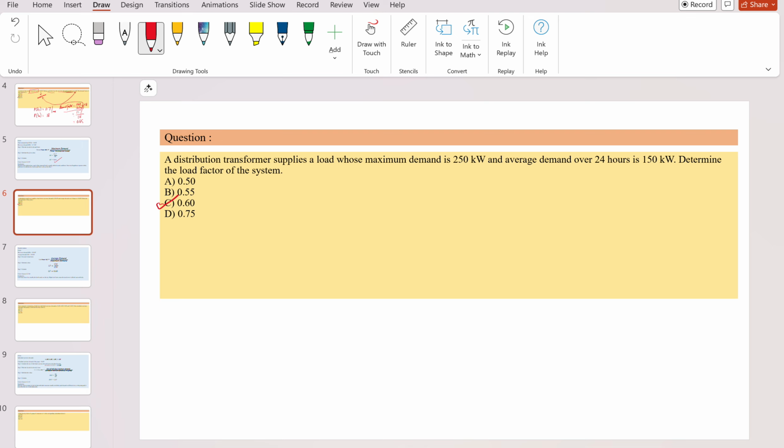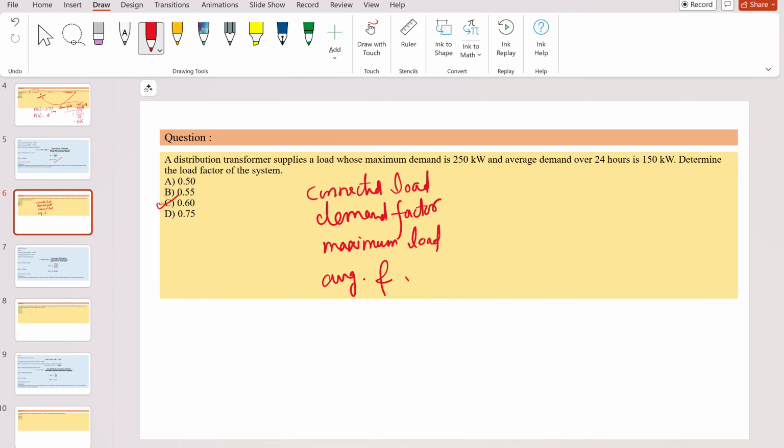Okay, let me give the solution. We have already seen the connected load definition, then the demand factor. Then we took the concept of the maximum load of a house. Now we are moving towards the average and the load factor.